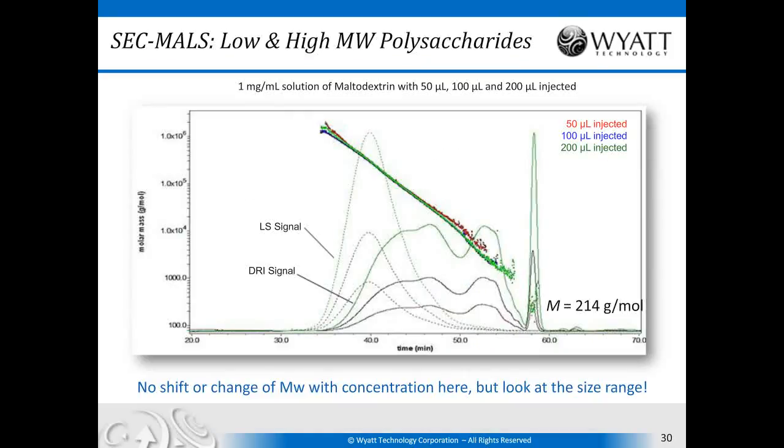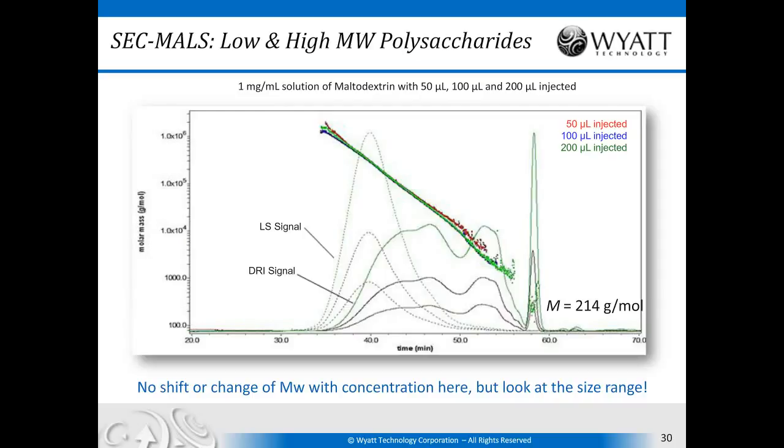Here's an example of looking at a very broad polymer. First of all, here we also injected a few different volumes, and there was no shift or change of molecular weight with concentration. We have the RI signal here, we have the light scattering signal over here, and you can see that, basically, the distributions are the same. Here are the molecular weight distributions over here, at the three different concentrations. And you can see that they range from over 1 million down to about 1,000.